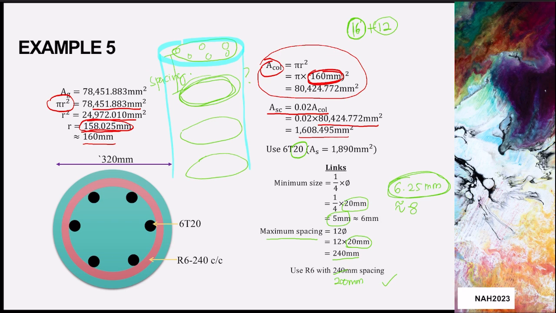Then we can draw the cross section. The diameter is going to be 320, because the radius is 160. So 160 times 2, 320. Then you have 6 numbers of longitudinal bar, which is 6T20. And you have the link or ties, which is mild steel R6-240 spacing center to center.